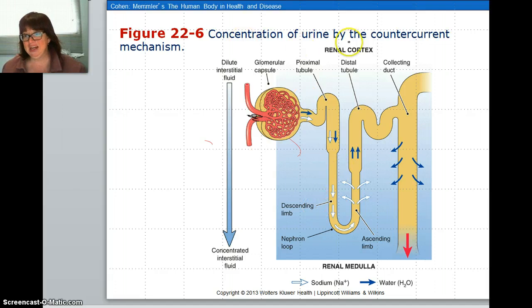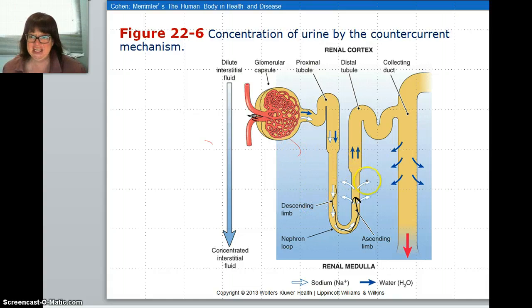So this whole idea is the countercurrent system. It's a little tricky, but basically it sets up a concentration gradient. What you have is the descending loop is impermeable to water, so no water can leave. But the ascending, or the loop going up, is permeable to water, so water can leave. But sodium can be pumped out.